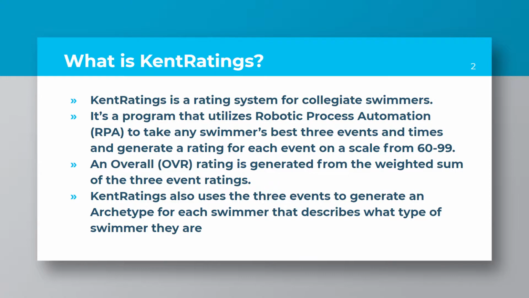It's a program that utilizes robotic process automation, or RPA, to take any swimmer's best three events and times and generate a rating for each event on a scale from 60 to 99. An overall rating is generated from the weighted sum of those three ratings, and Kent Ratings also uses the three events to generate an archetype for each swimmer that describes what type of swimmer they are.